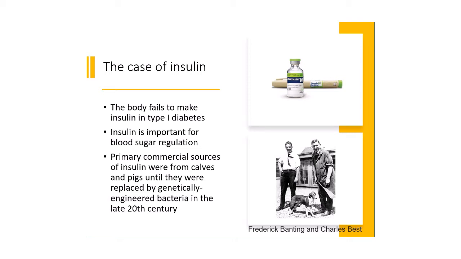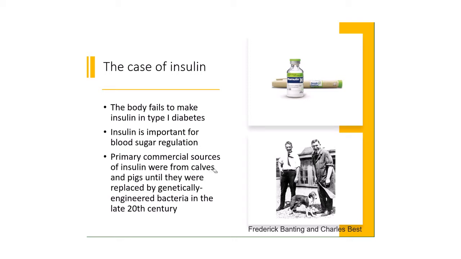So there were two scientists, Banting and Best. They're actually Canadians, and they were the ones who won the Nobel Prize for isolating insulin from animals, and knowing that it was a compound that would bring the sugar level down. So prior to the late 20th century, the primary commercial sources of insulin were actually from cows and from pigs. Okay, so we would isolate the insulin from the calves and the pigs, and we would give it to people who have type 1 diabetes.